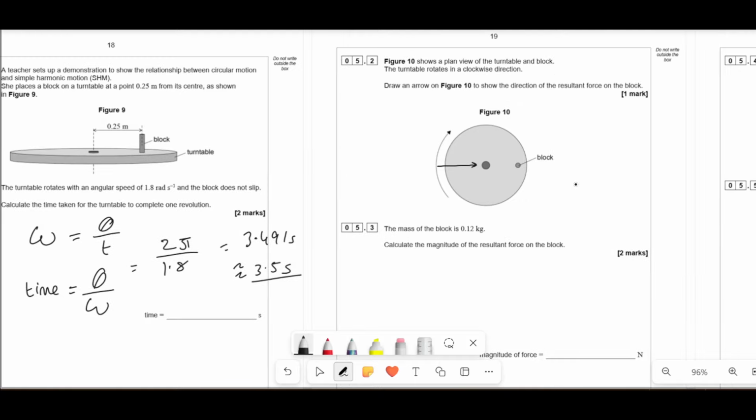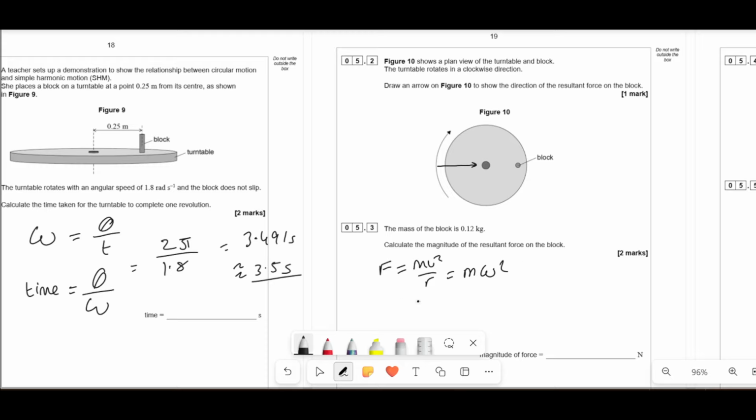So to work out centripetal force, it's going to be F equals mv squared over r. Or you can say it's the same as m omega squared r instead, where omega is the angular velocity. So in this circumstance, we know it's got an angular velocity of 1.8 radians per second. So in that example, we now know its mass, its angular speed, and the radius.